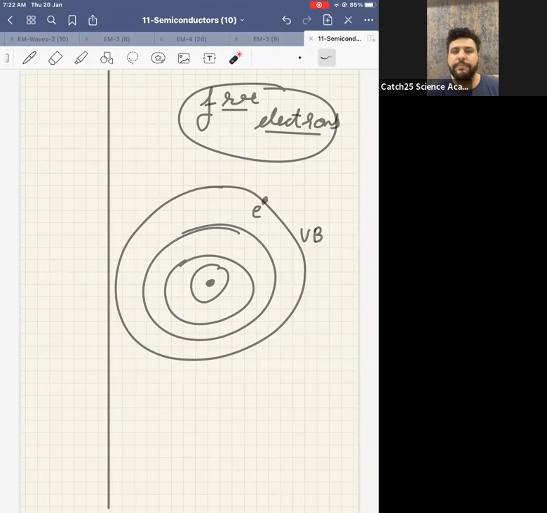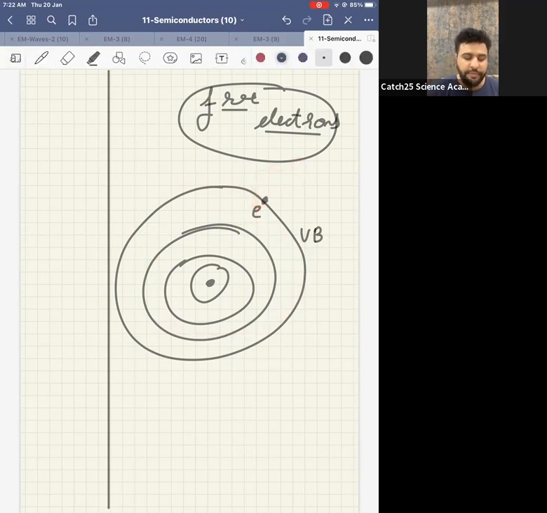Answer is no, because the valence band is also a part of an atom. Therefore, when the electron is in the valence band, it is still a part of an atom. Therefore, only if the electron can jump out of the valence band into something called the conduction band, it is free.